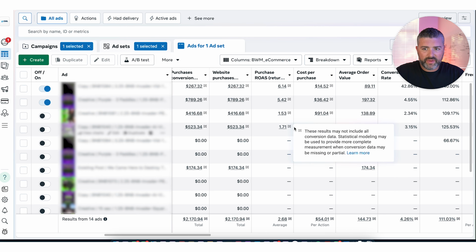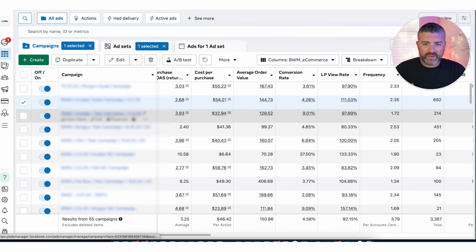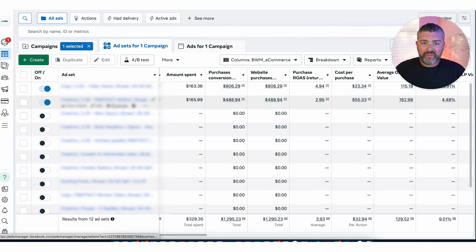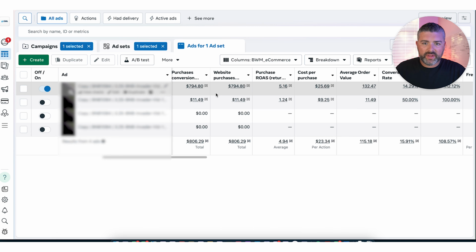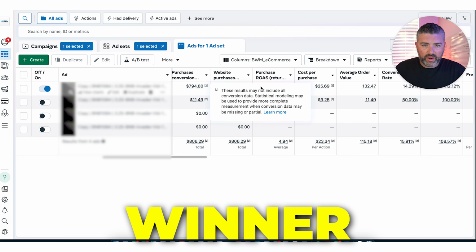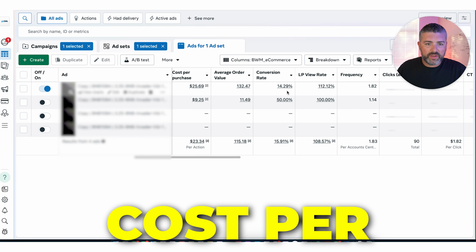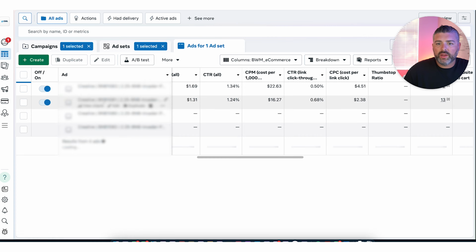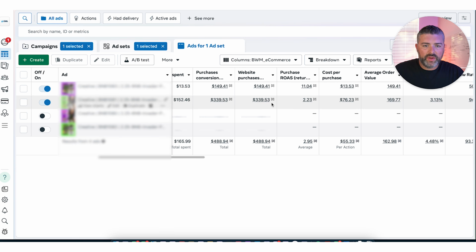Started to drop off down here, which will happen, which is why testing needs to be extremely important. You will always need to have the test campaign running, feeding the machine, like in this scenario, running a copy test. Clearly, there is a winner up top at a 5x, $25 cost per purchase. That's where you need to make sure to always be putting more creative assets into your ad account.